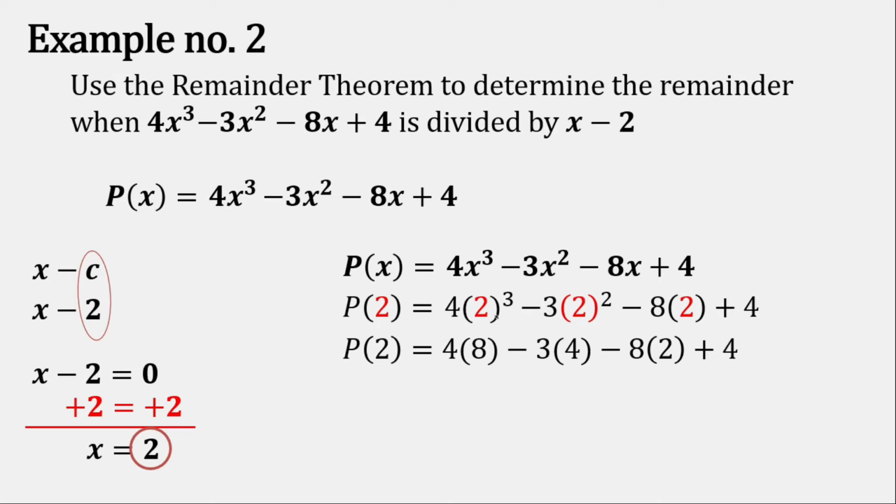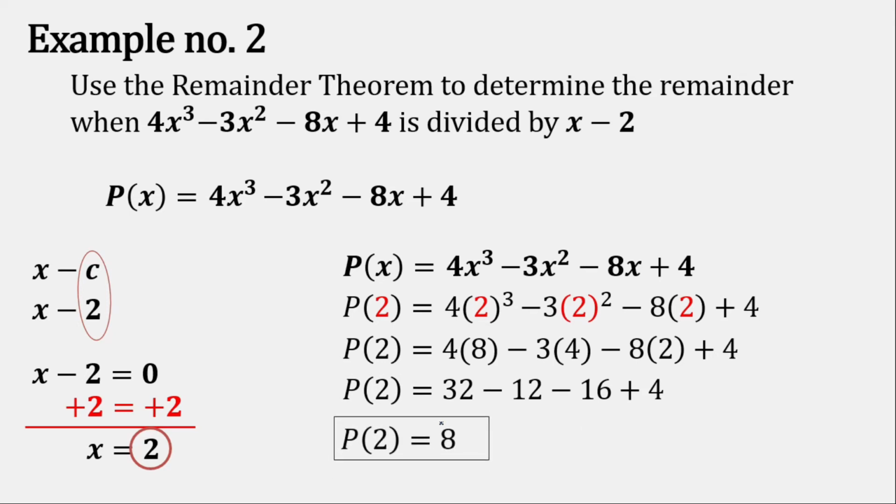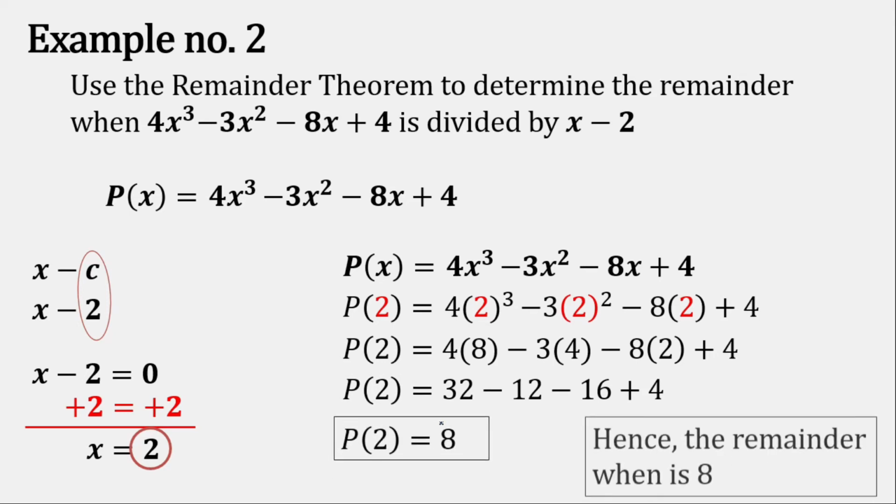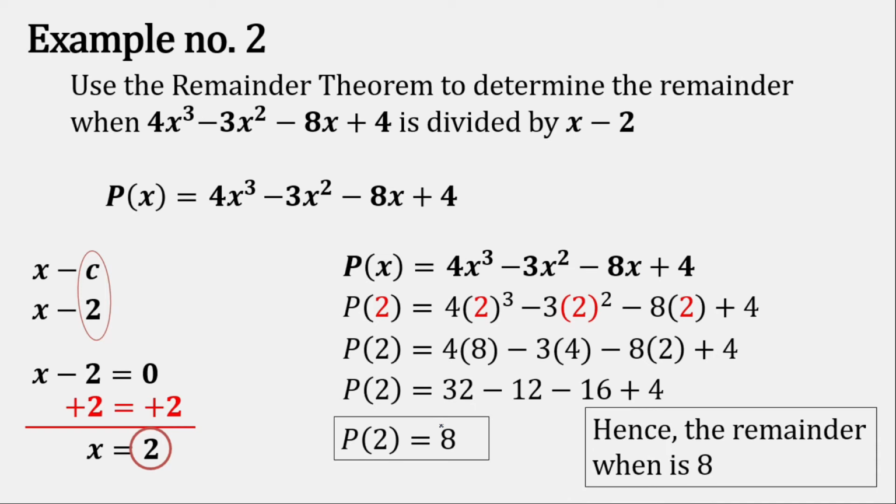So 4x cubed will become 4 times 2 raised to 3. That would be 4 times 8. Then 3 times 2 squared, that would be 3 times 4. The negative 8x times 2, that would be the same. And we have to evaluate it, and until solution, we get the value. Hence, the remainder when this one is divided by this one is 8.